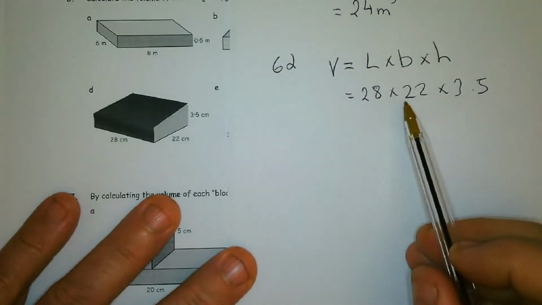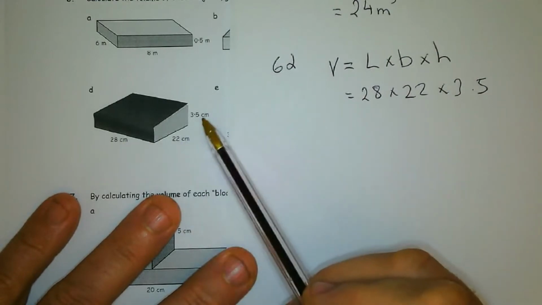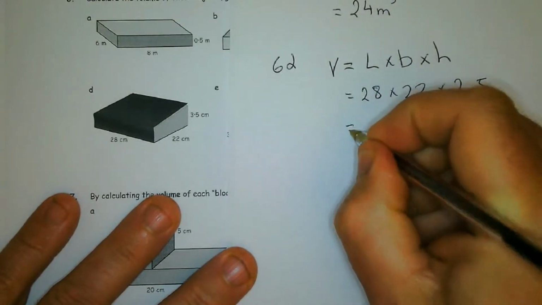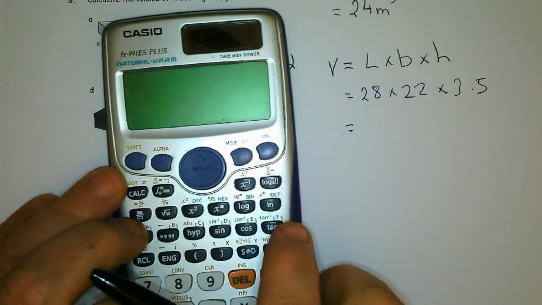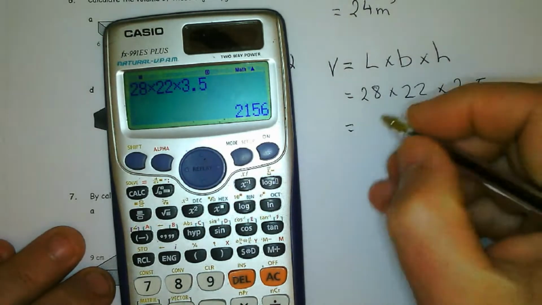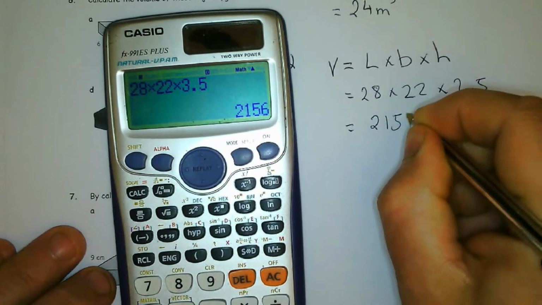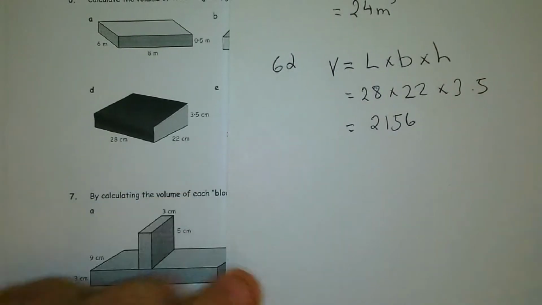Now before I go any further, I need to make sure all the units are the same. Centimetres, centimetres, centimetres, so I'm okay. Then I'm going to use the calculator to do that question. So 28 times by 22 times by 3.5, 2156. So hang on, what was the units again? The units were centimetres.